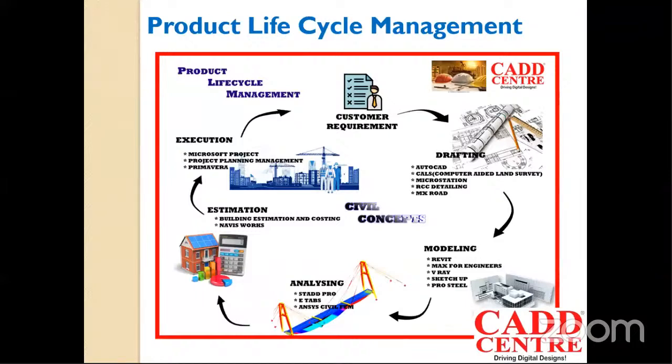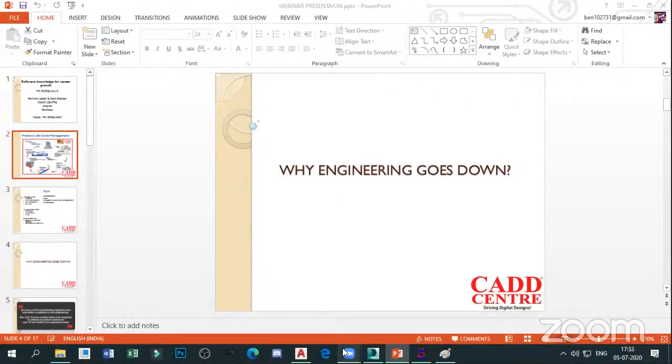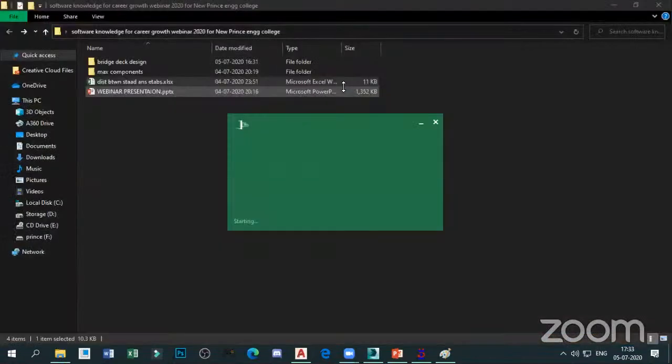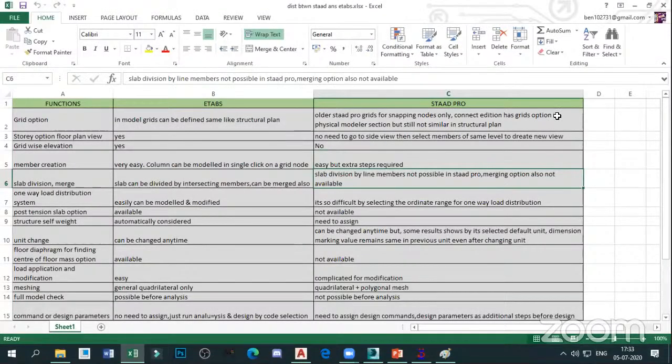Right? We move to STAAD. Every software depends on analysis only. Whatever the software may be, ETABS, SAFE, ANSYS, everything depends on analysis. I just distinguish the difference for that. I will show one thing. You can see this most important definition. These are all the functions of ETABS and STAAD Pro. I give the distinction for that. I prepared it for you.